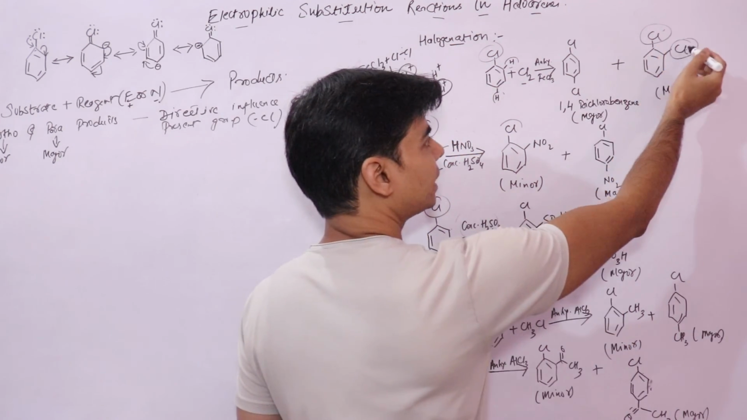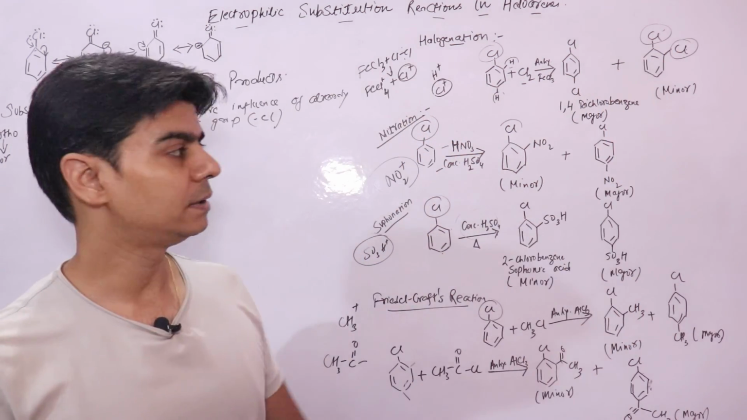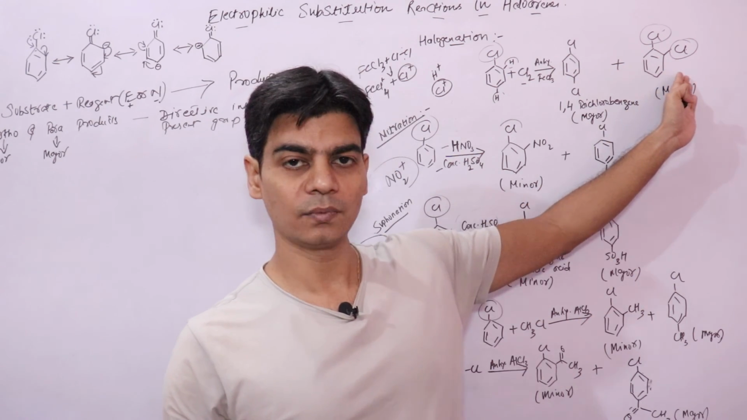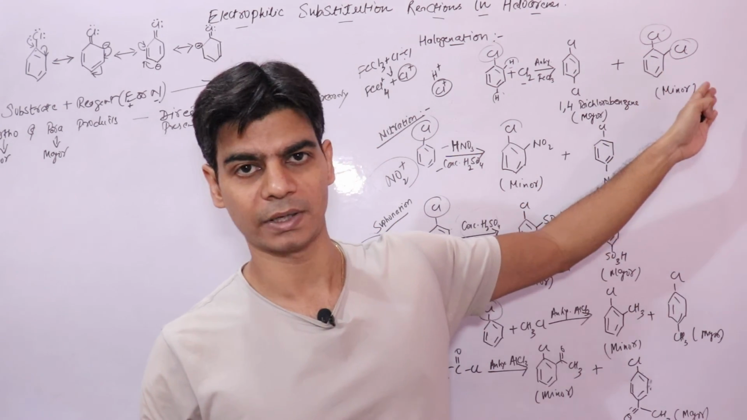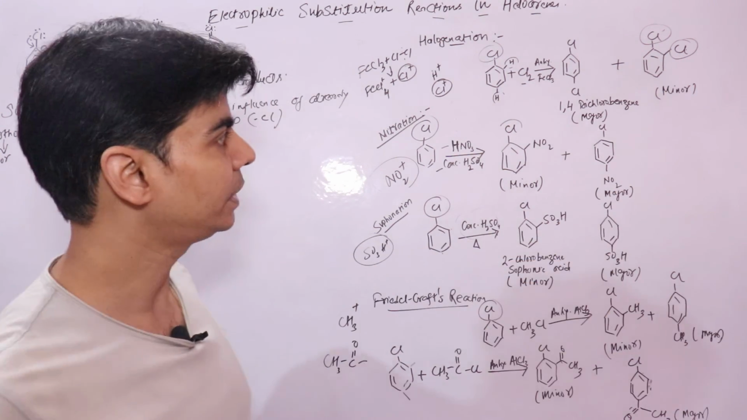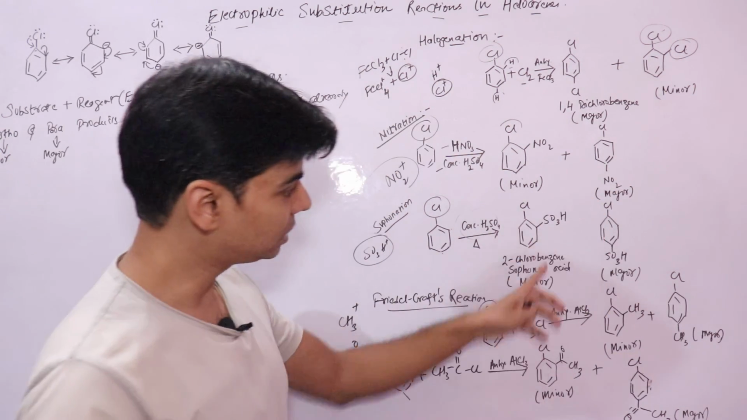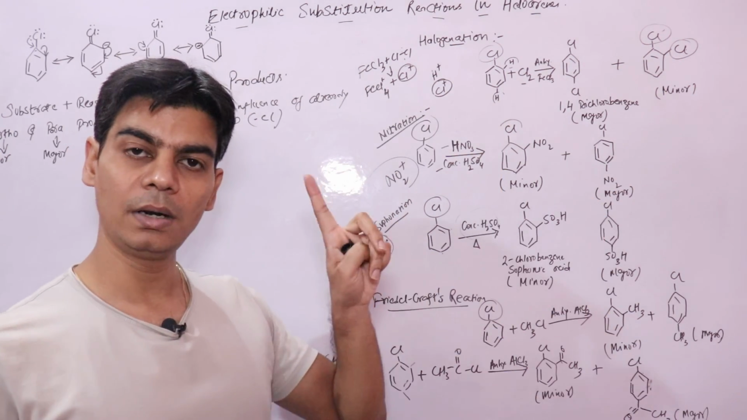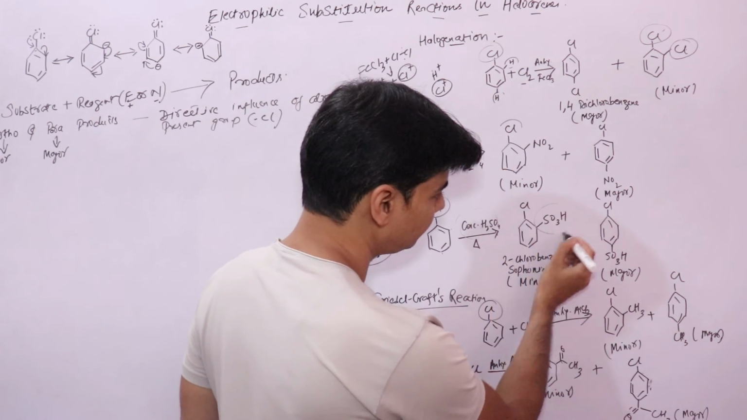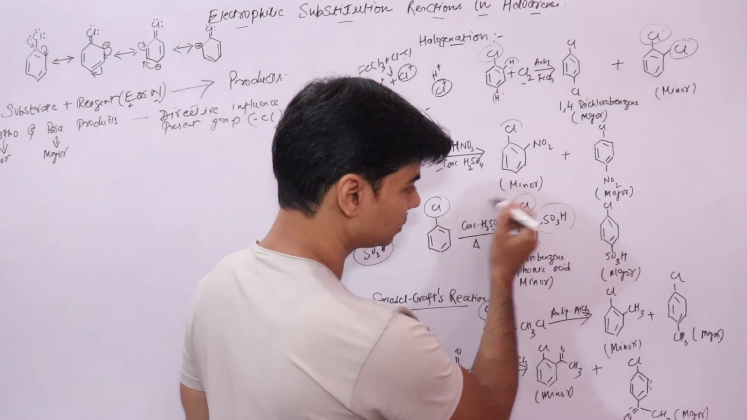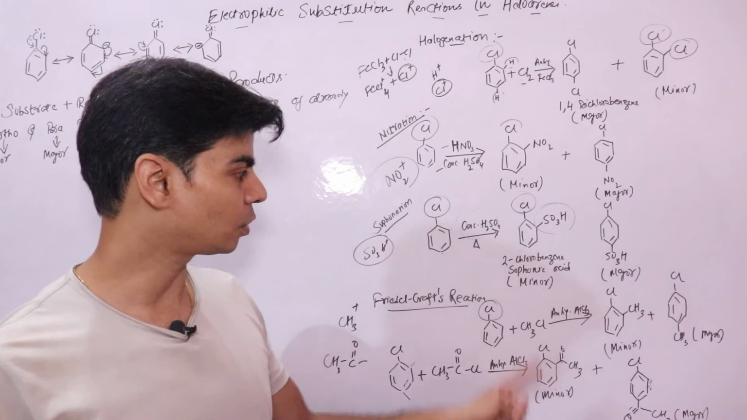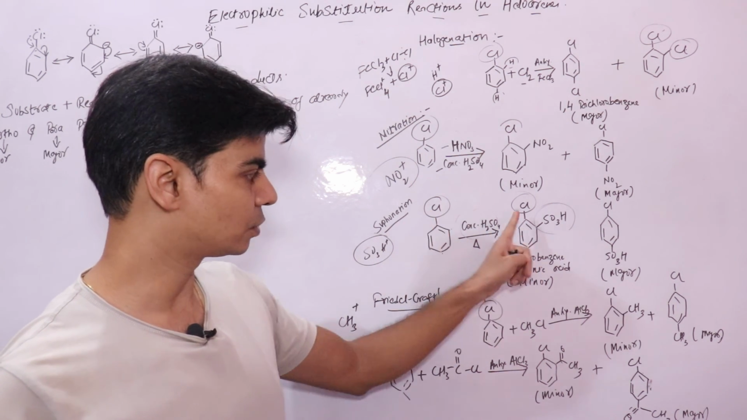So these will face a kind of repulsion, right? And that is why it will be a minor product, because it is unstable due to steric effects, due to steric hindrance. When the electrophile occupies this ortho position, it will face steric hindrance with the Cl group which is already present on the benzene ring.